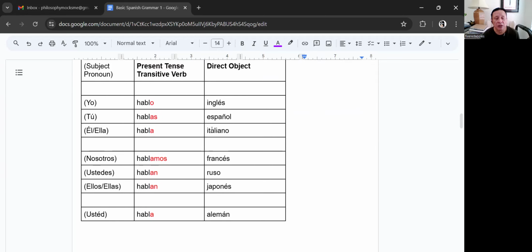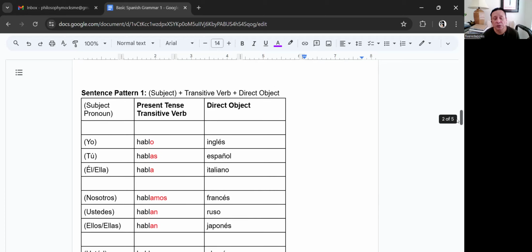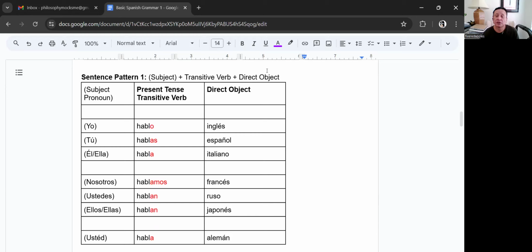Now we're going to do the first sentence pattern: subject, transitive verb, meaning it takes a direct object, and then the direct object. This is a common English sentence pattern. It's also a common Spanish pattern, and we use it basically to do the same thing English does. This pattern will change in Spanish if you start using direct object pronouns. In English, it doesn't change if you use direct object pronouns, but in Spanish it does. But we're not going to use the pronouns here. We're just going to use nouns. Okay, so here we go.